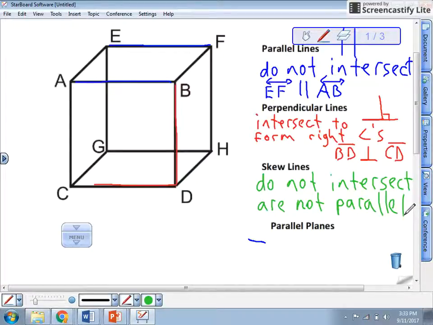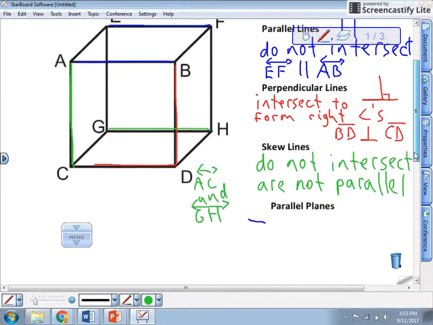But if I looked at AC, where's a line that it's not parallel to and does not intersect? I would say GH. So if I was going to do that on the side here, I would say that line AC and line GH are skew lines.